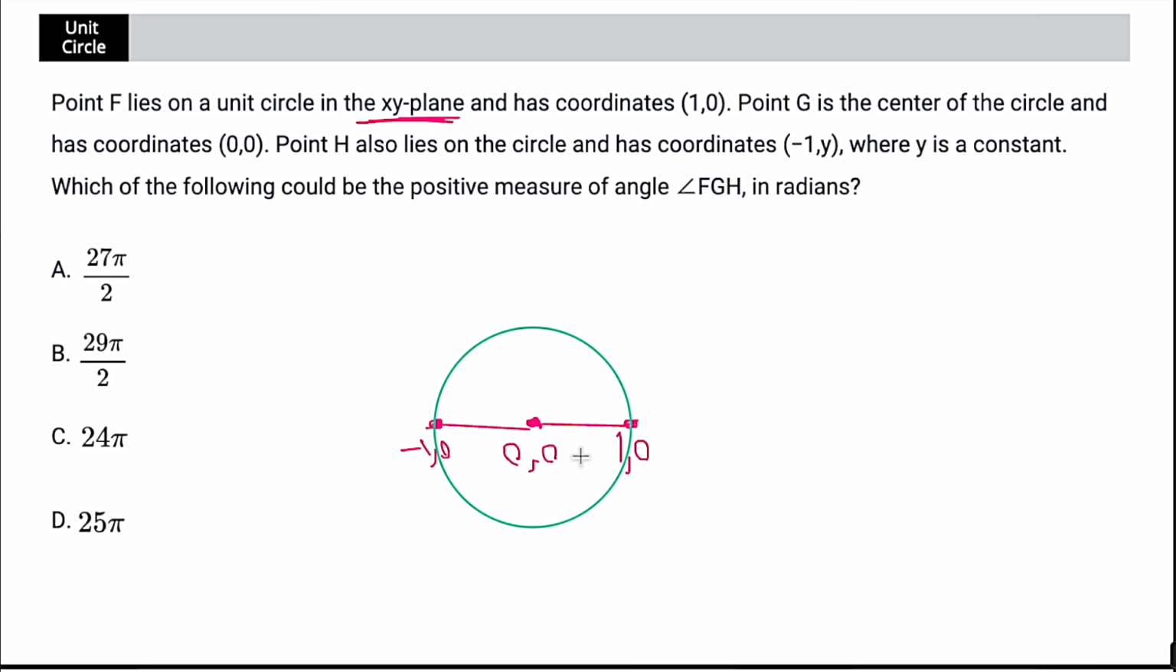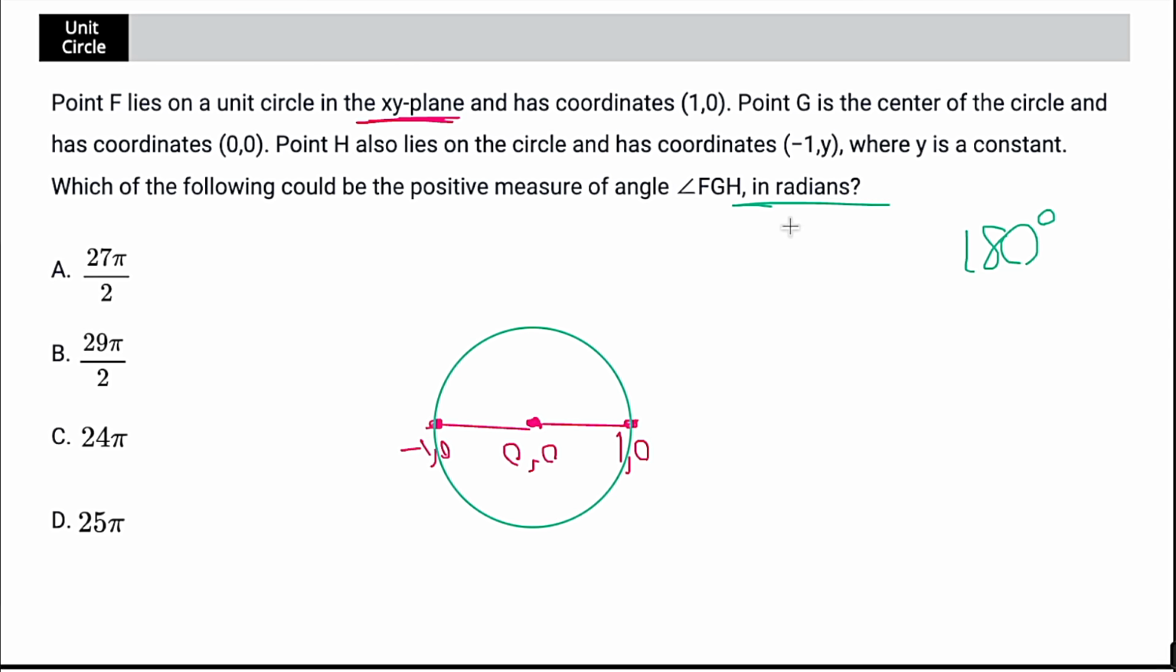Cool. Now it's asking us the measure of angle FGH. Remember, G is in the middle there, so it's asking us the measure of a half circle, aka the measure of a straight line, which is 180 degrees. 180 degrees. Unfortunately, it's asking us in radians.